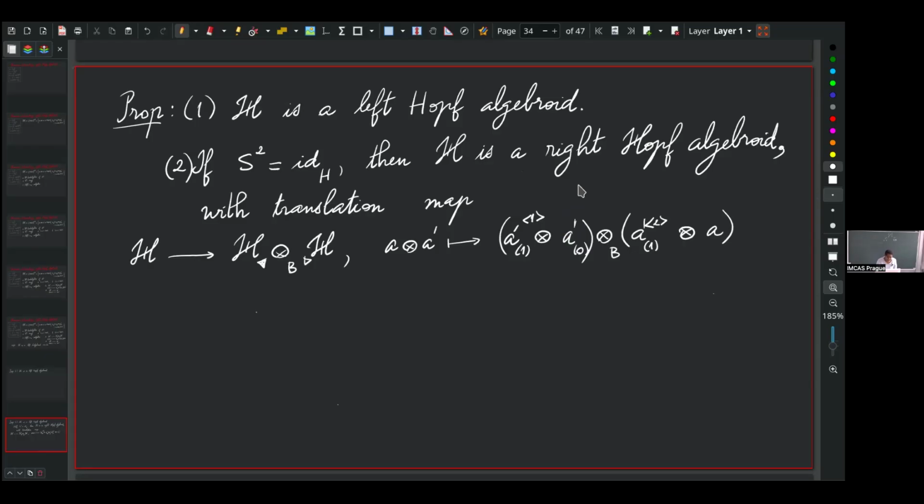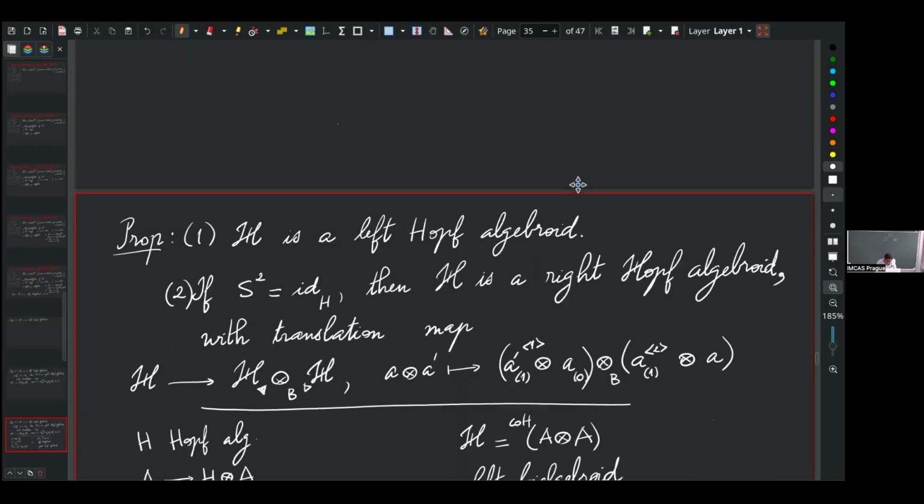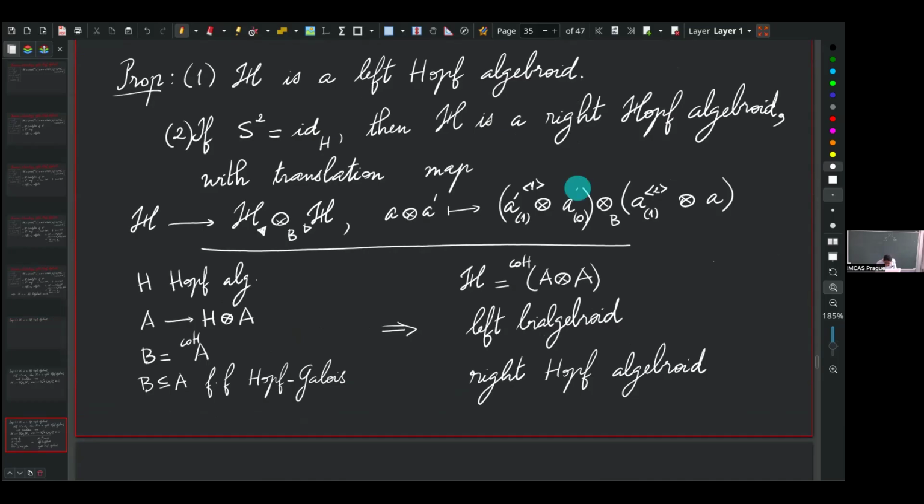Hopefully there are no more typos. And so earlier, in the previous definition, I used the right H comodule, but if we start with a left H comodule instead, then we obtain again a right Hopf algebroid.